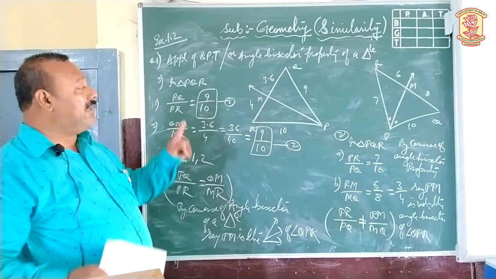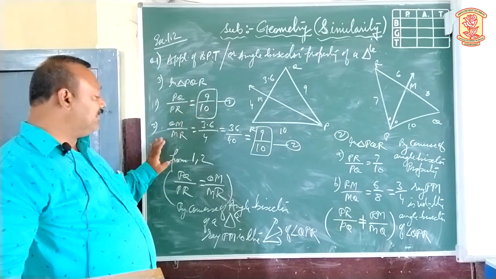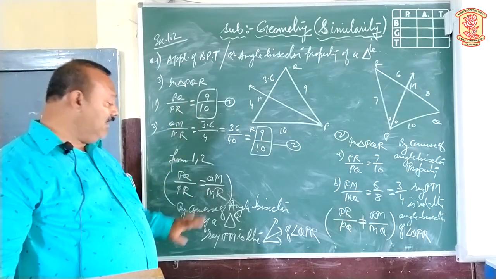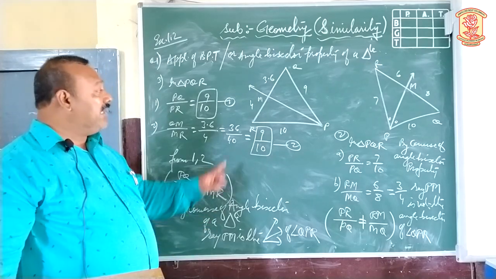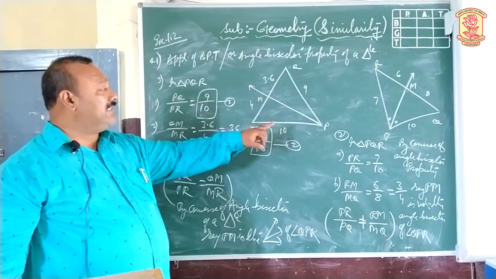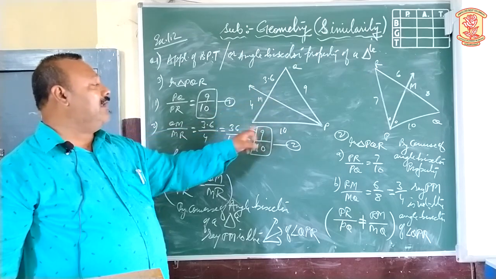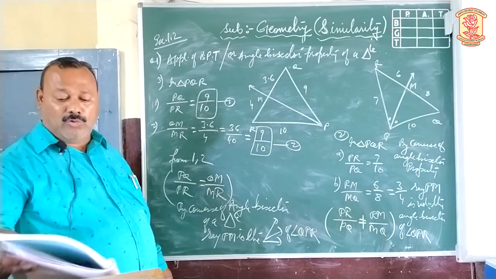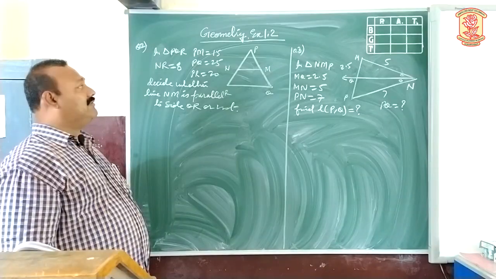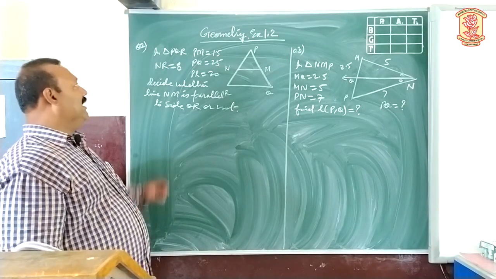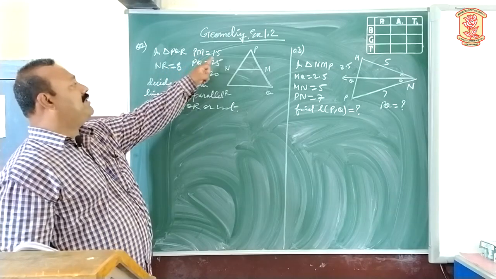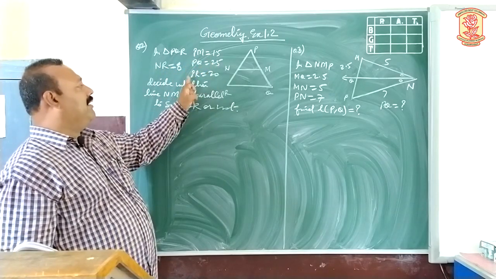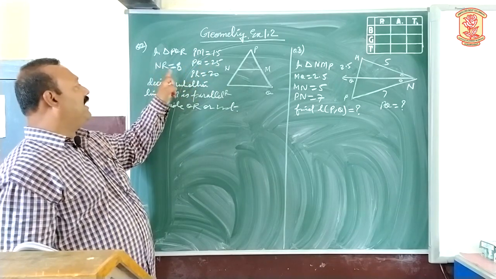And here in bit number 1 and bit number 3, since the ratios are equal, we can say that the given ray PM is the angle bisector of angle QPR. This completes exercise 1.2 question number 1. Exercise 1.2 question number 2. In triangle PQR, PM is 15, PQ is 25, PR is 20 and the length of NR is 8.